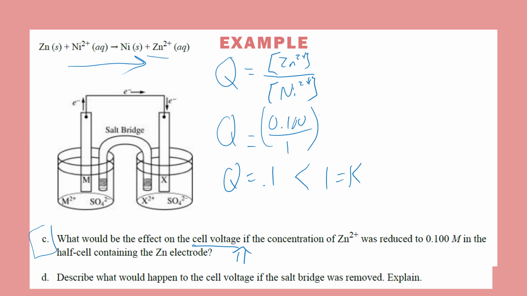D, describe what would happen to the cell voltage if the salt bridge was removed. The reaction would stop. The cell voltage would go down to 0. The salt bridge is important because it regenerates the charge balance for your cell. So we said this one was the cathode with the nickel ions, and zinc must be our anode then. In our salt bridge, anions, negative ions, travel toward the anode to replenish the negative charges, and positive ions travel toward the cathode to cancel out the extra electron charges. So if you don't have the salt bridge there, it winds up an unbalanced charge and the reaction would stop.